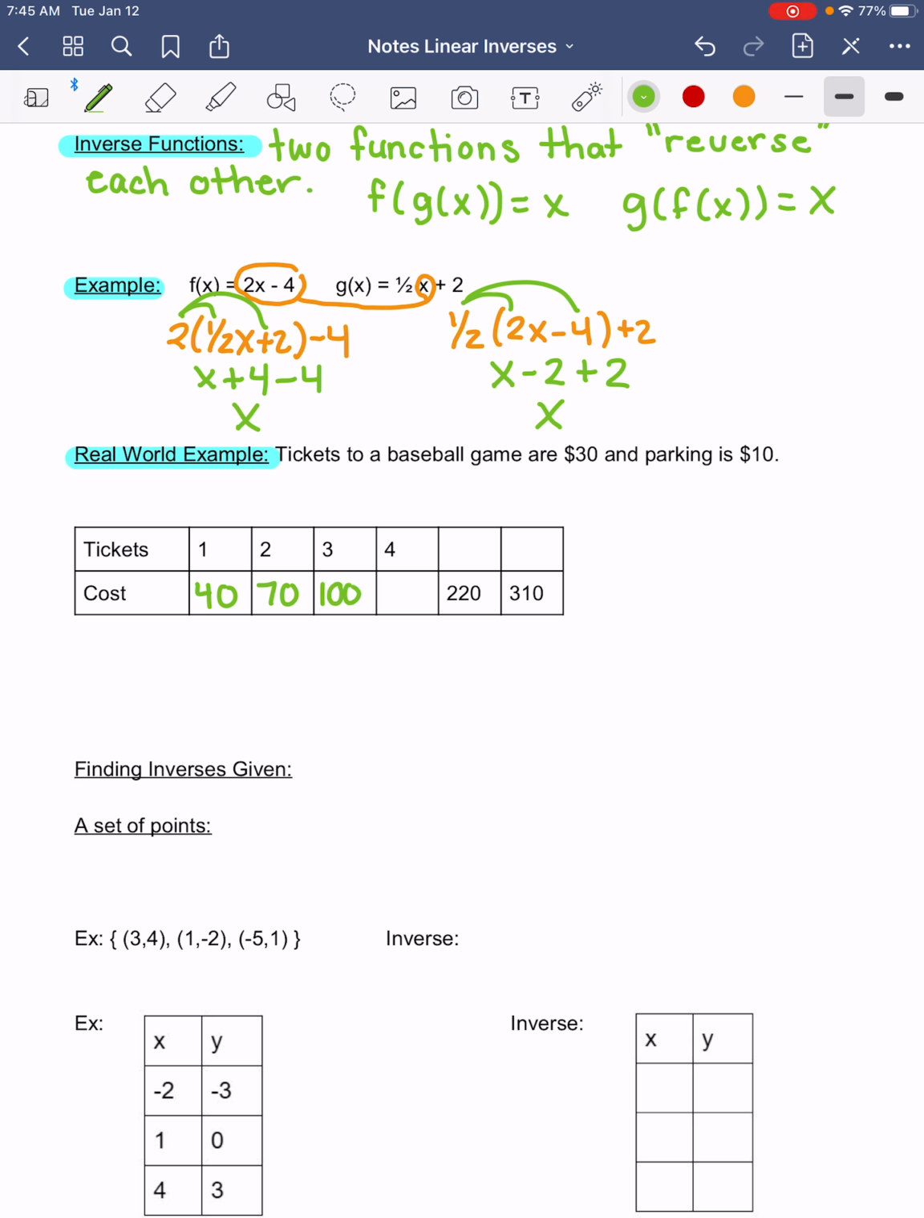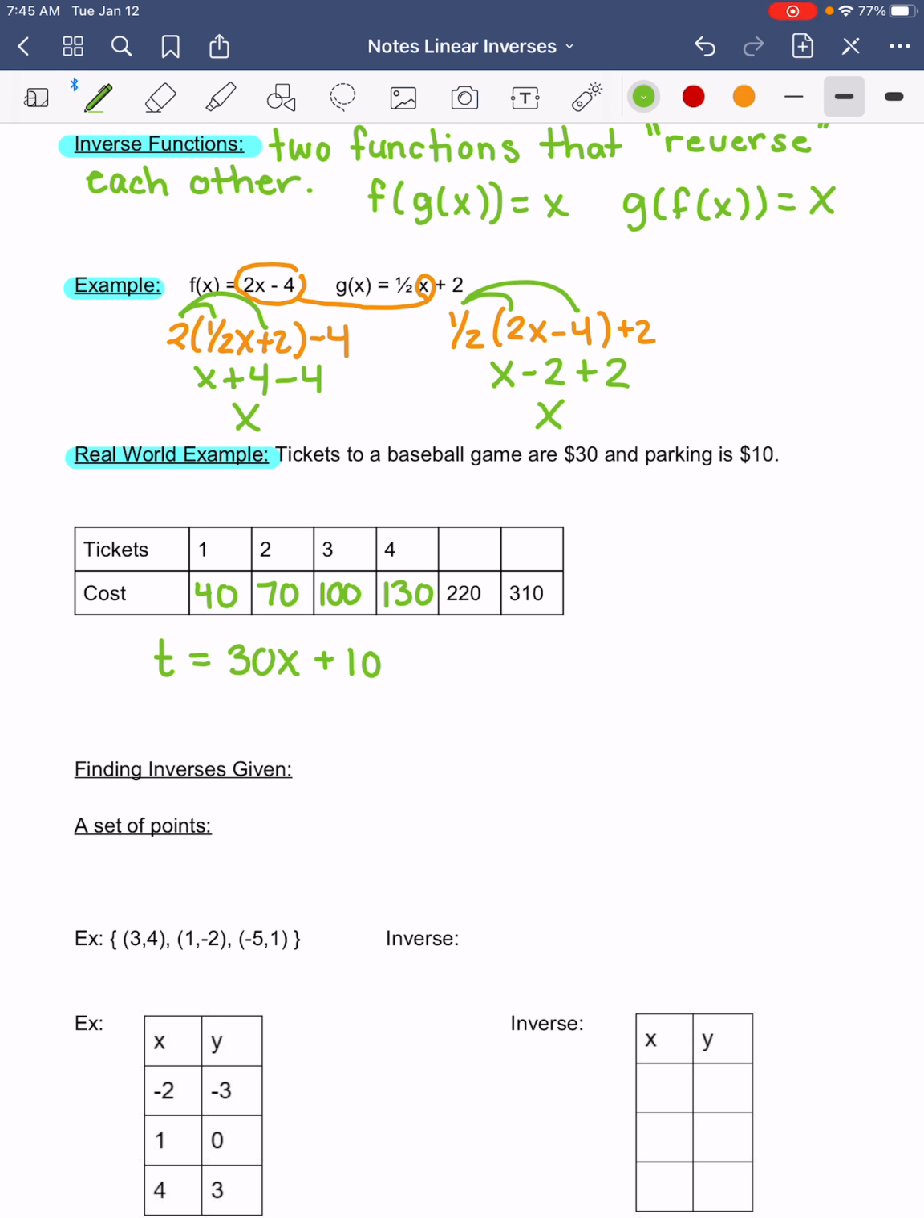4 people all drive in the same car. They spend $10 to park, and then each ticket is $30. So you multiply that by 4. So 30 times 4 is 120, and then you add your $10 is 130. So you could write an equation to go along with that. The number of tickets is equal to, you pay $30 for each ticket, so that'd be 30x, plus you pay $10 just to park your car.